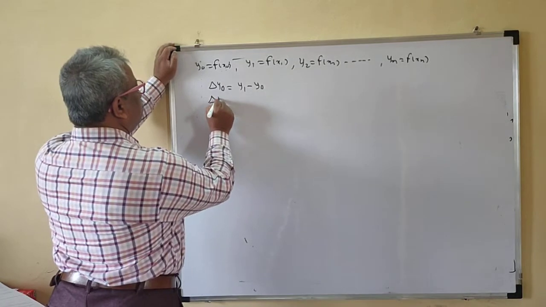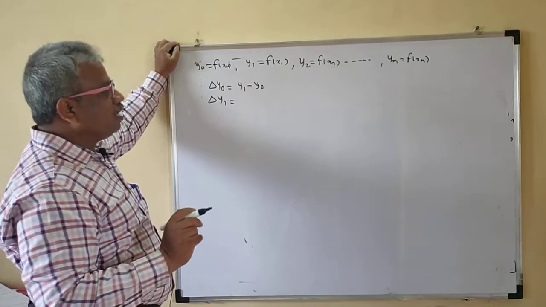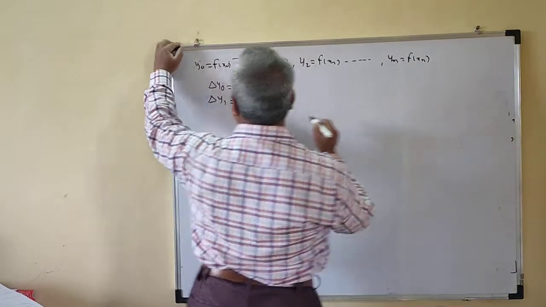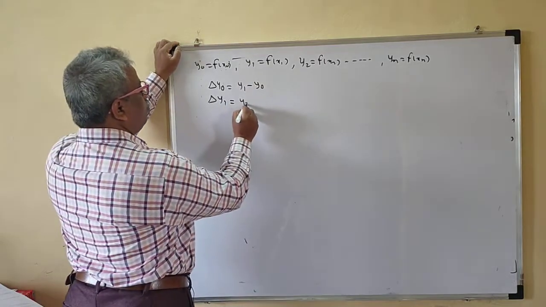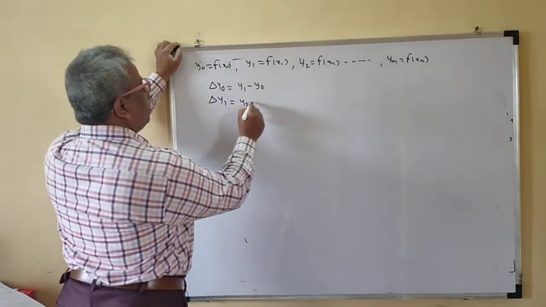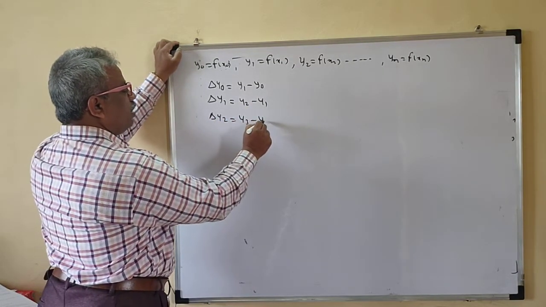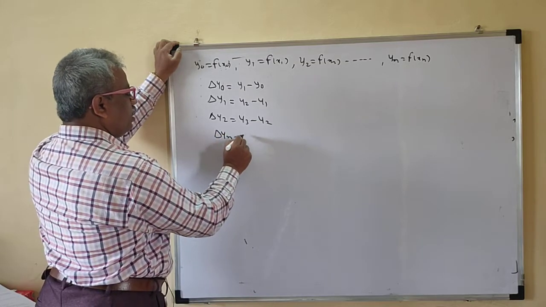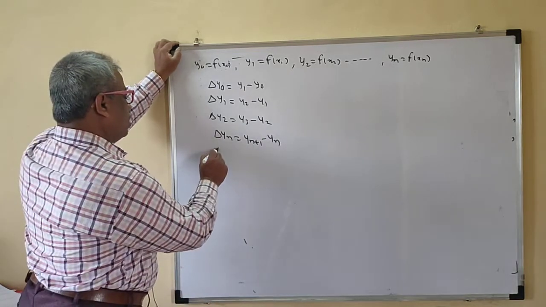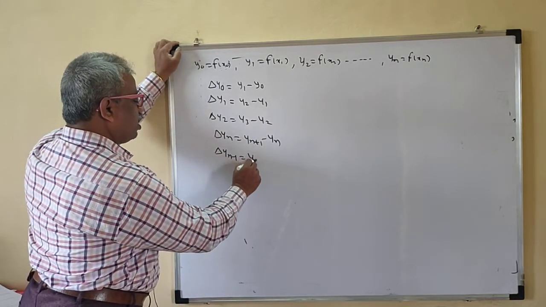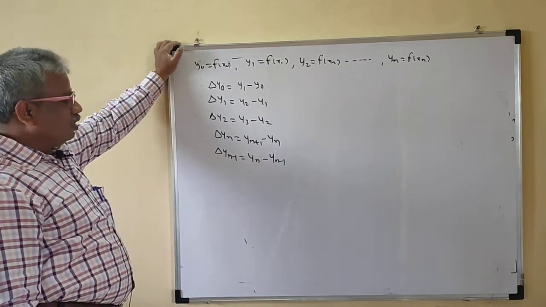Delta y1 is y1 minus y0. You have to add 1 here because your interval difference is 1. For y1, y2 you can write this, and delta y2 is the same as y3 minus y2. So delta yn is the same as y(n+1) minus yn. That means delta y(n-1) is the same as yn minus y(n-1). Okay, so this is the definition.